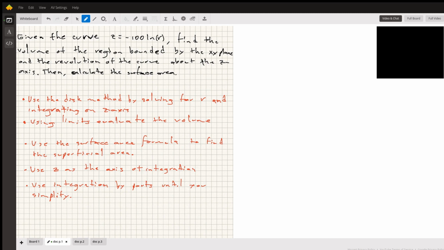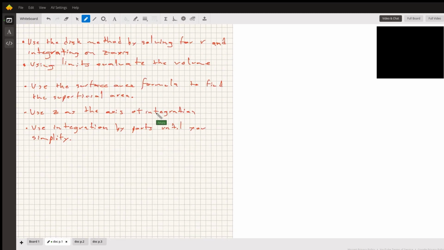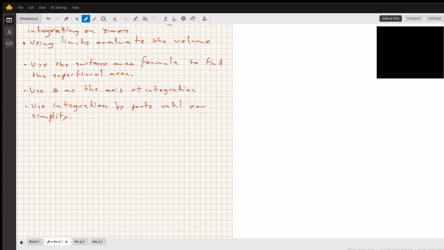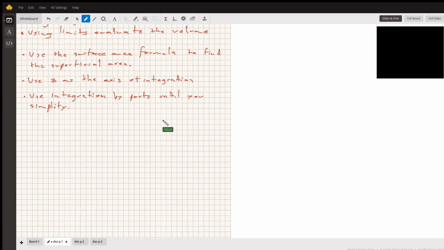The methods I used: I used this method by solving for r and integrating on z-axis. I could have also done a cylindrical shell method, but I chose this method because the integrand becomes easier to solve. Then using limits, I evaluated the volume. I use limits because z ranges from 0 all the way to infinity, so I'm not just going to write an informal integral as 0 to infinity, but use limit notation.